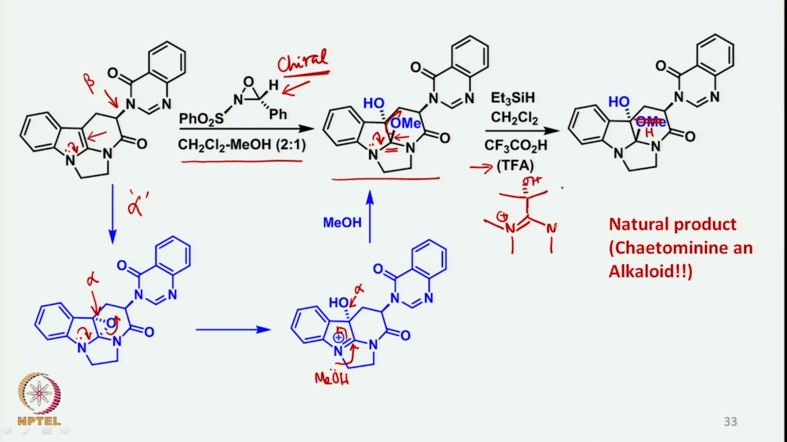Now this is the one that is reduced with triethylsilane. It is a reducing agent and that introduces the hydrogen at this stage. So one can convert a molecule of this kind to a natural product which is of this type, where there is a hydrogen and the hydroxy group has been introduced in a highly stereoselective fashion.